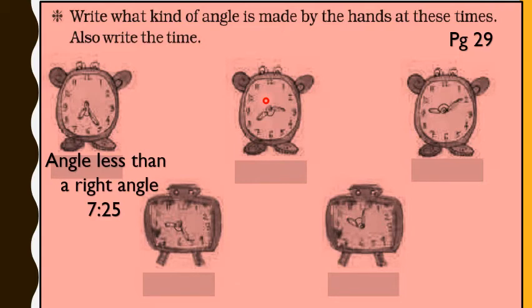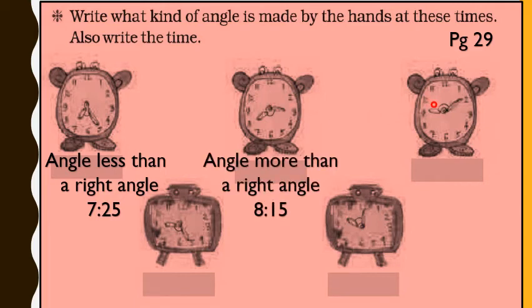In the second clock, the angle formed between the hour hand and the minute hand is more than a right angle, and the time is 8:15, 8 hours and 15 minutes. In the third clock also, the angle formed between the hour hand and the minute hand is more than a right angle. And the time is 9:10, 9 hours and 10 minutes.